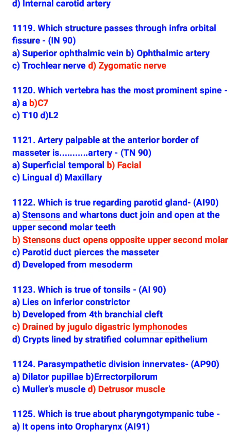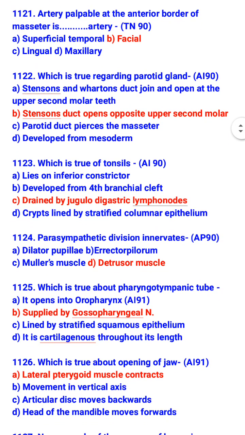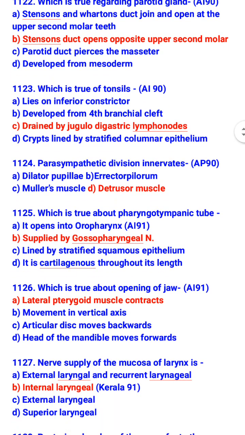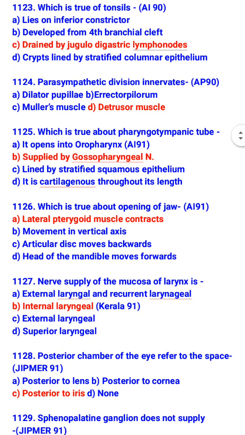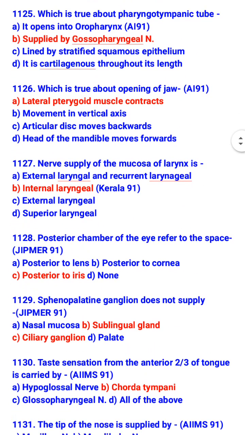What is true of tonsil? It is drained by jugulo-digastric lymph node. Parasympathetic division innervates detrusor muscle. What is true about pharyngotympanic tube? Supplied by glossopharyngeal nerve. What is true about opening of jaw? Lateral pterygoid muscle contracts. Nerve supply of the mucosa of larynx is internal laryngeal.